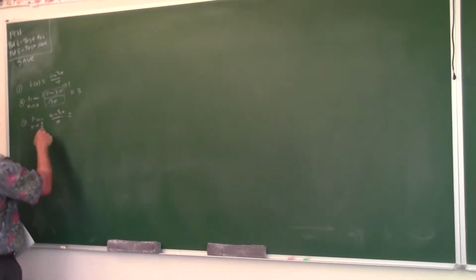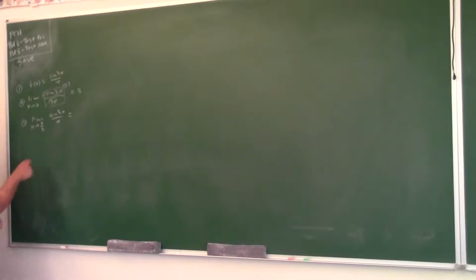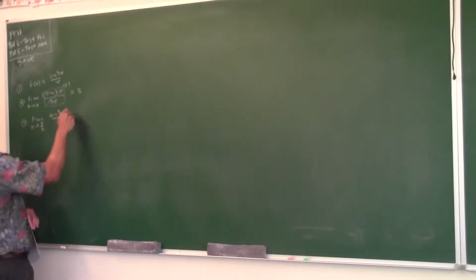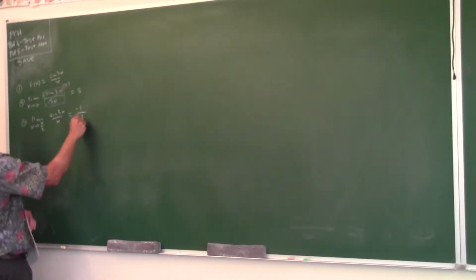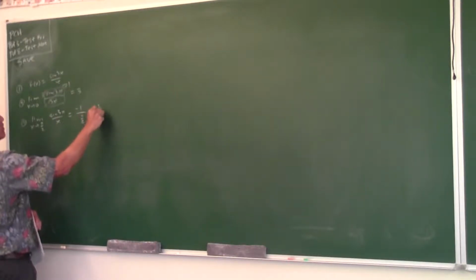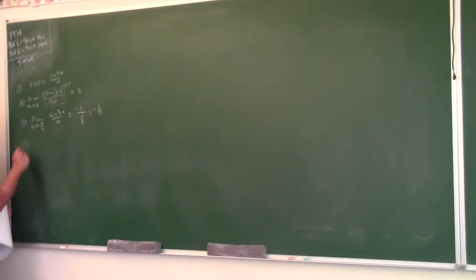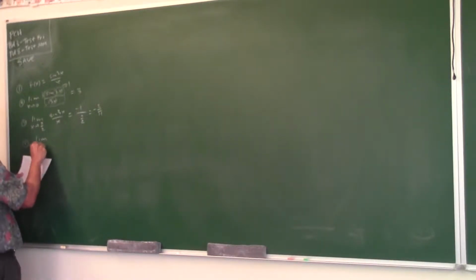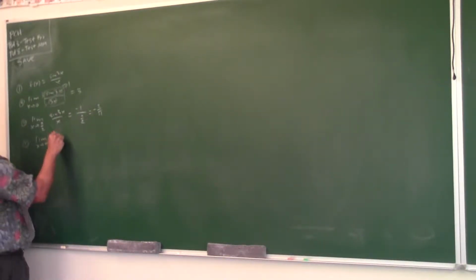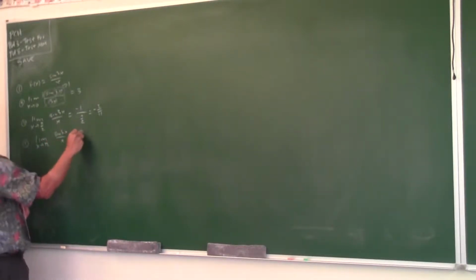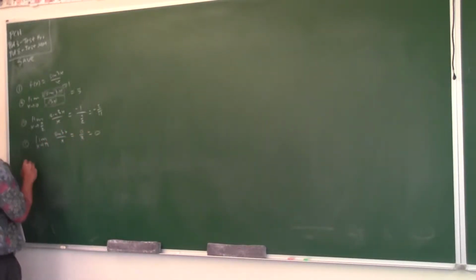B, what is the limit as x approaches pi over 2 of sine of 3x over x? Well, if you plug in, you get sine of 3 pi over 2, which is negative 1, over pi over 2. So the answer is negative 2 over pi. Remember, if you can plug in the number and get something, that's the answer. C, the limit as x approaches pi of sine 3x over x, well, if you plug in pi, you get 0 over pi, which is 0.